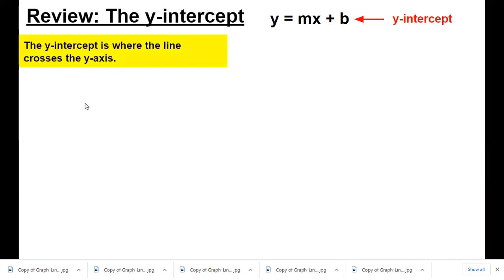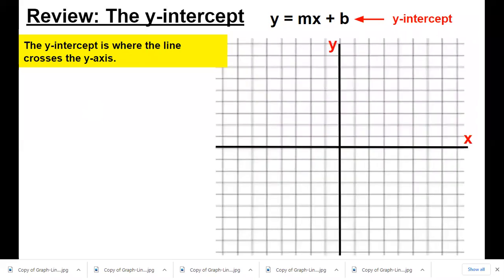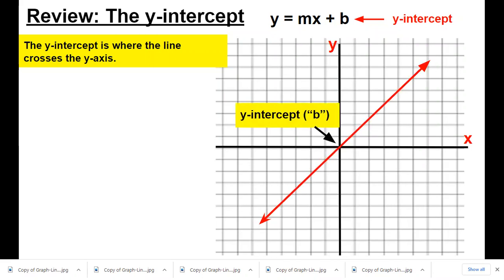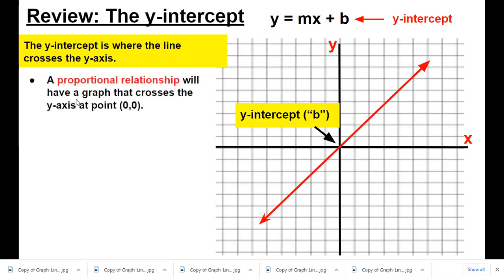The y-intercept is where the line crosses the y-axis. That's the up and down line. So here's a graph. Y is up and down, x is left and right. Notice that the y-intercept, the b, is at the point (0, 0). So the y-intercept is 0 there. A proportional relationship will have a graph that crosses the y-axis at point (0, 0). So it will always be proportional if it crosses (0, 0). So that's a proportional relationship.